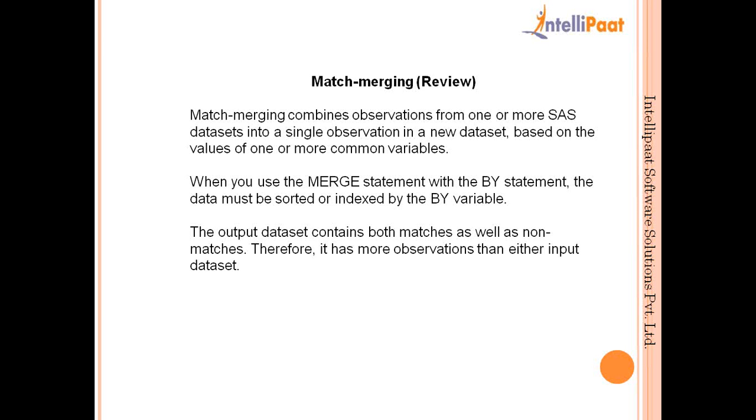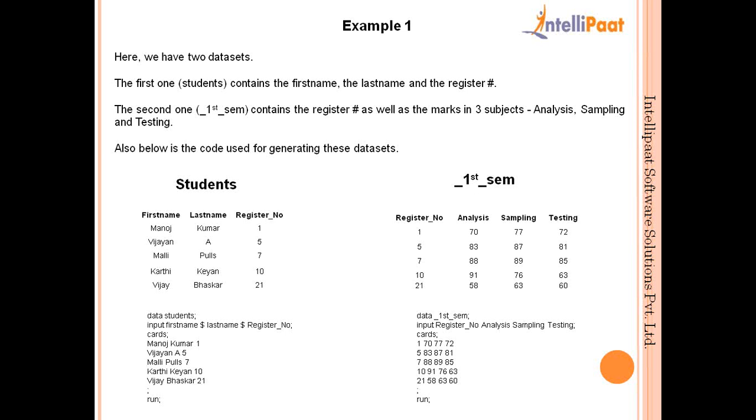When you use the merge statement with the by statement, the data must be sorted by the variable. Alright, it has to be sorted first of all, and only then can you merge two data sets. The output data set contains both matches as well as non-matches, so therefore it has more observations than either input data set. So that's the reason. Now let's move ahead and see some examples.